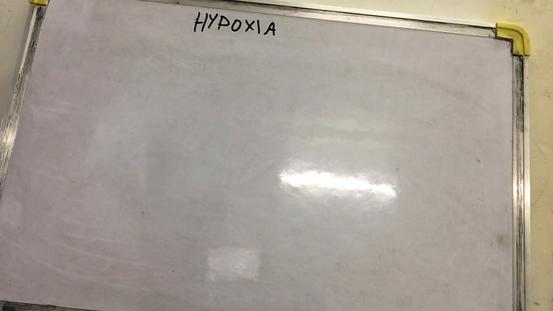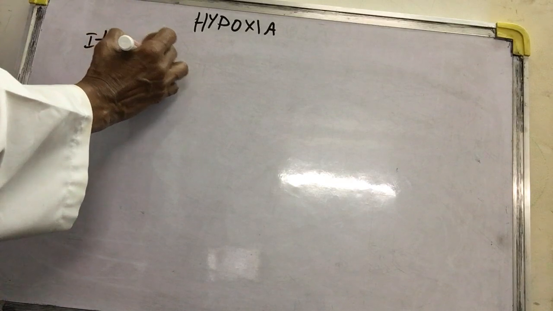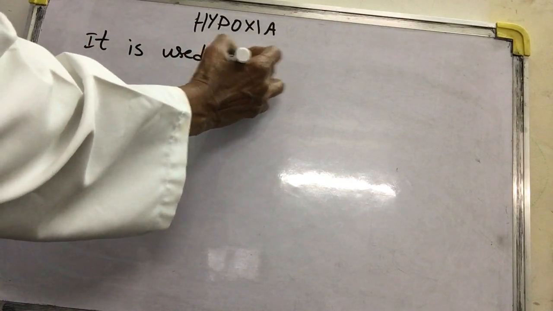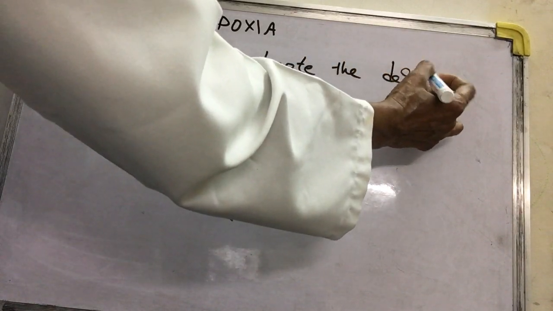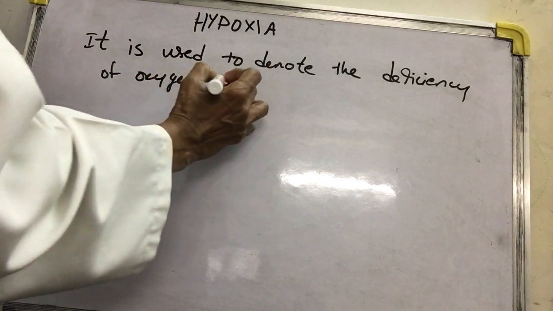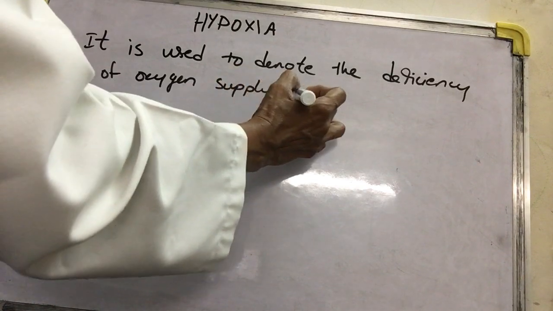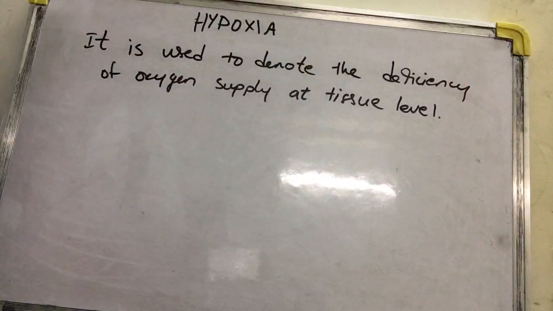The term hypoxia is used to denote the deficiency of oxygen supply at the tissue level. Please note down this definition. So, hypoxia is the term used to denote the deficiency of oxygen supply at the tissue level.